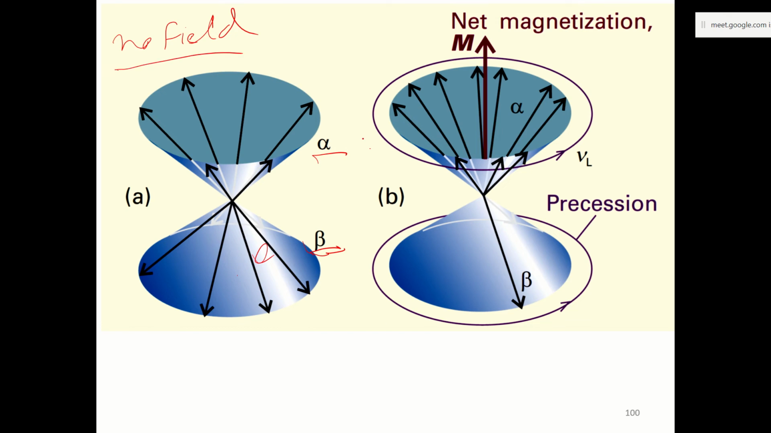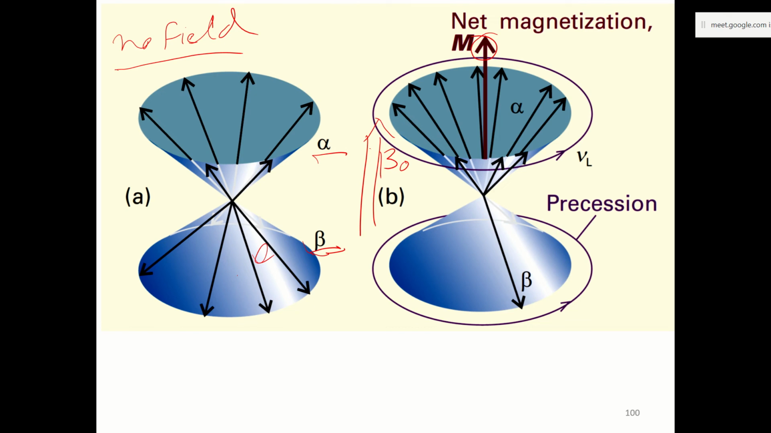In the second picture, you apply a static magnetic field B naught. Most of the spins in the nuclei would like to align. You see the population has changed now. There are more alpha than beta, and if you calculate the net summation of all these magnetic moments, you will get a net magnetization pointing in a direction like this, and it will start precessing.